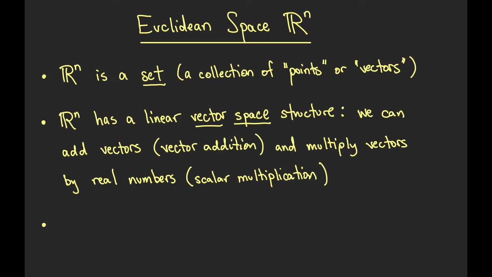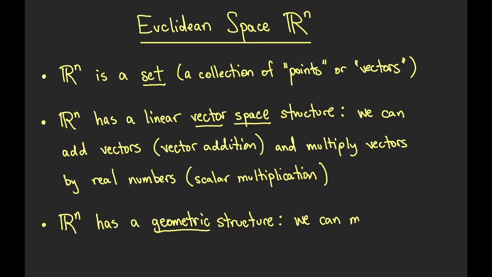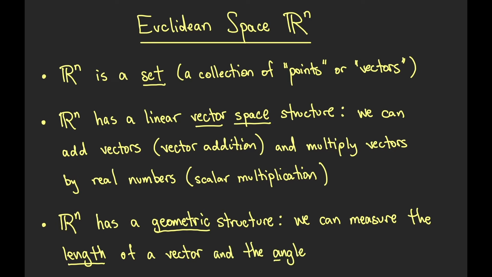Lastly, Rn has a geometric structure. Not only can we add vectors and multiply them, but vectors have a length, and we can also measure angles in Rn. So this gives us some geometry to work with. We can talk about angles, and we can talk about distances. This is not a property that all vector spaces have. This is a property that vector spaces with an additional inner product structure have, or inner product spaces. So Rn is a set, it's a vector space, and it's an inner product space. And we're going to discuss in more detail each of these 3 properties and give precise definitions.